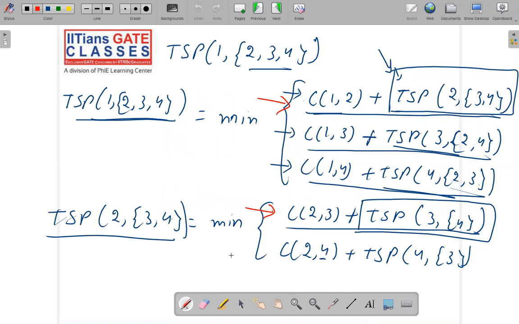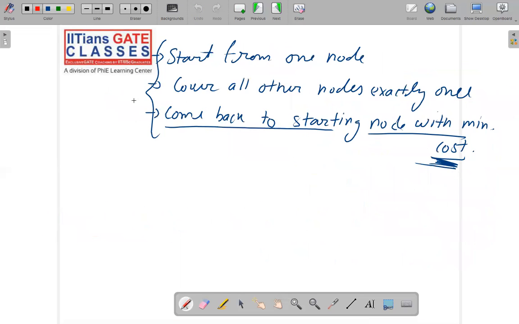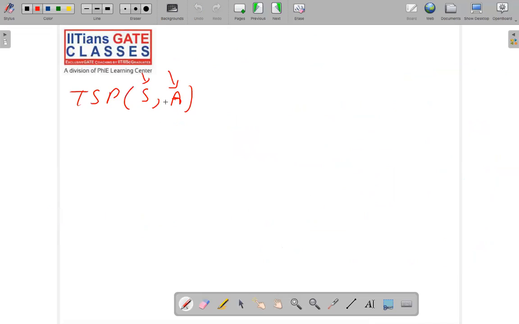Okay, so let's try to write down this thing in a generic way. Okay, so given a problem TSP, we have a starting point S, and we have a subset A. Apart from S, we have A. Okay, so this is the subset of all the nodes except S. Here you see that the subset is 2, 3, 4. Okay, so A is a subset of all nodes, and it has all nodes except S, the starting point.